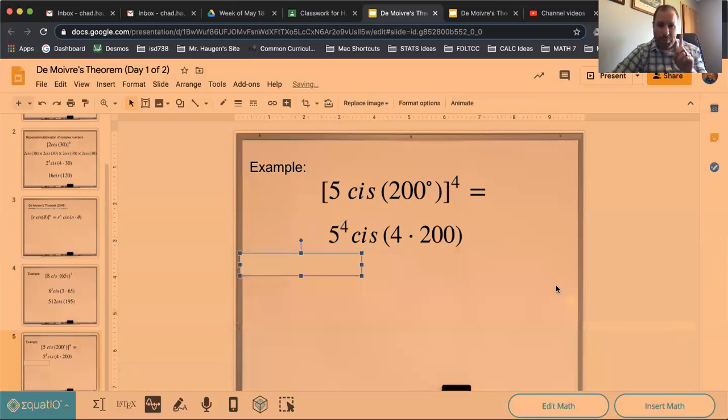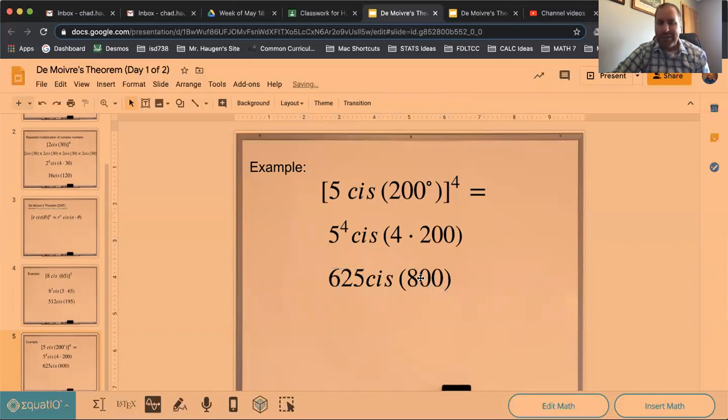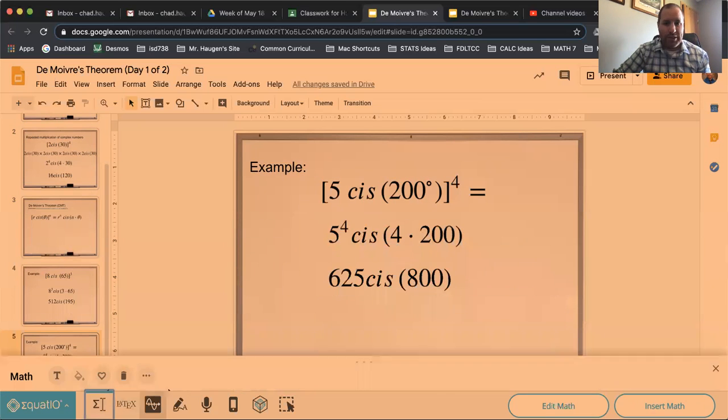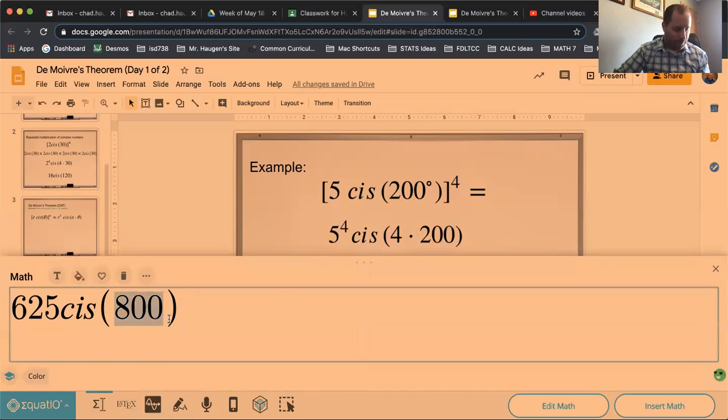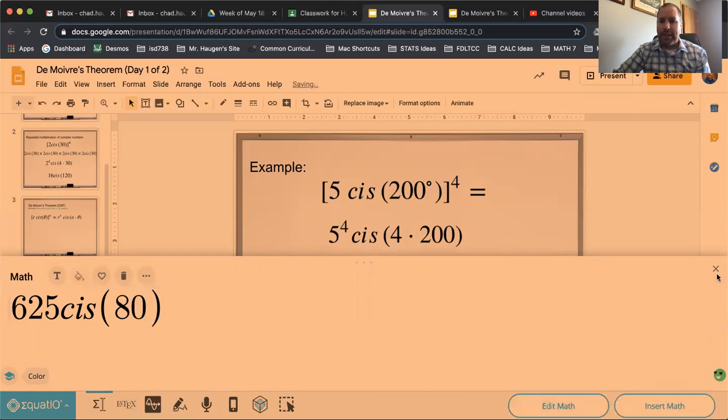But there's one more little piece here that we're missing, because this 800 degrees is more than 360. So what we could do is keep reducing that by 360 degrees until we get something that's smaller than 360. So here we could take away 360, take away another 360, or you could have thought, hey, let's just take away 720 degrees. Actually, I'm going to put both of those steps in there. Remove 360, remove 360 again.